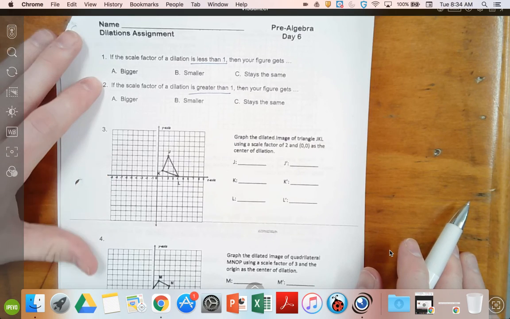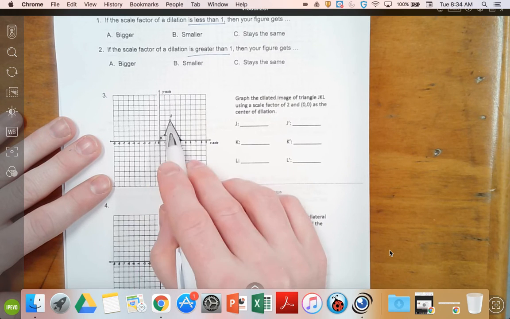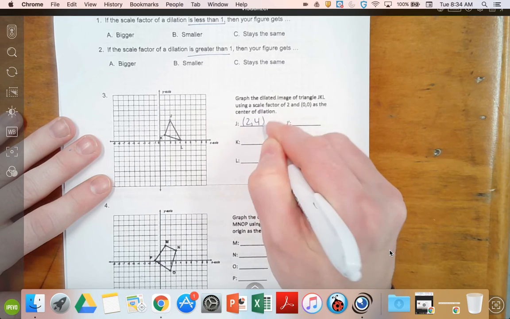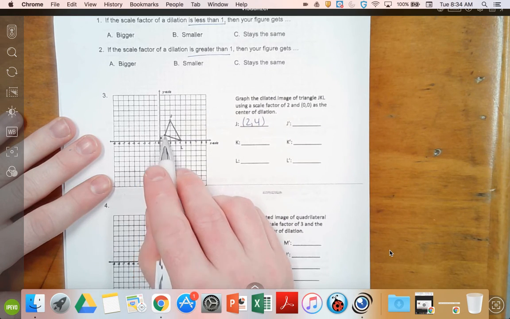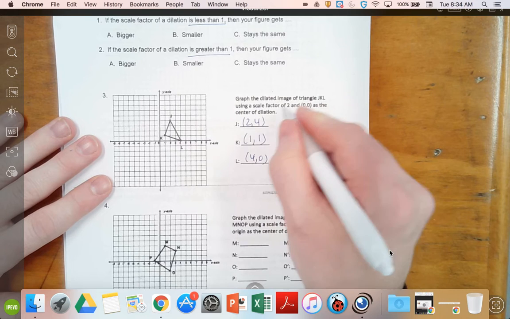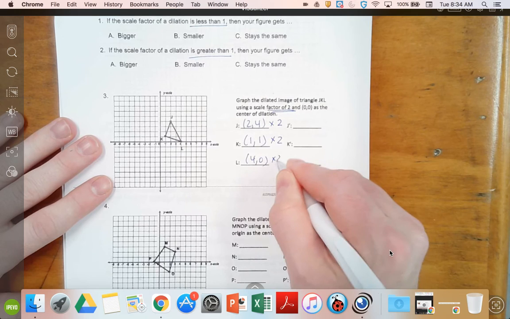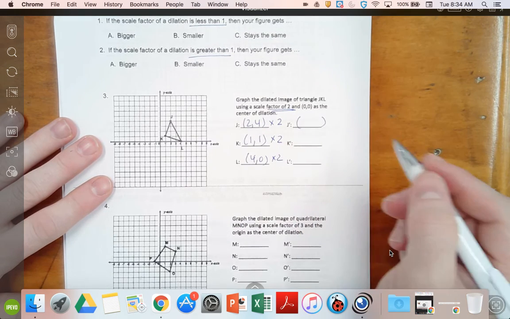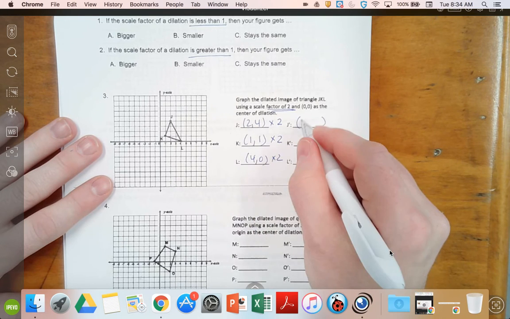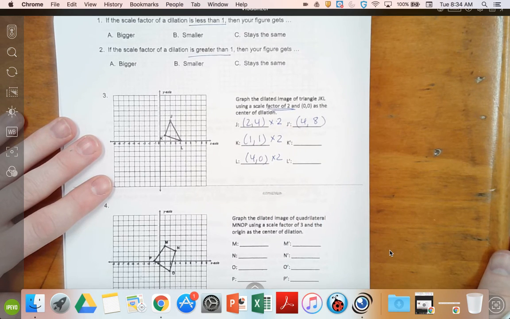The next one here, you need to take these points. Like J here is at 2, 4. K is at 1, 1, and L is at 4, 0. And you're doing a scale factor of 2, so you're multiplying all of those numbers by 2 and getting your new set of points. So 2 times 2 is 4, 2 times 4 is 8, and there's your new points.